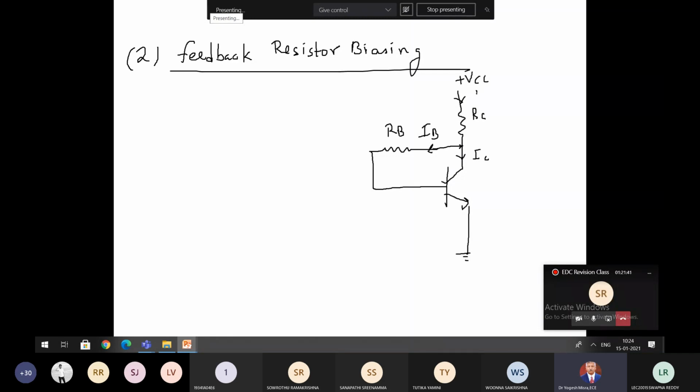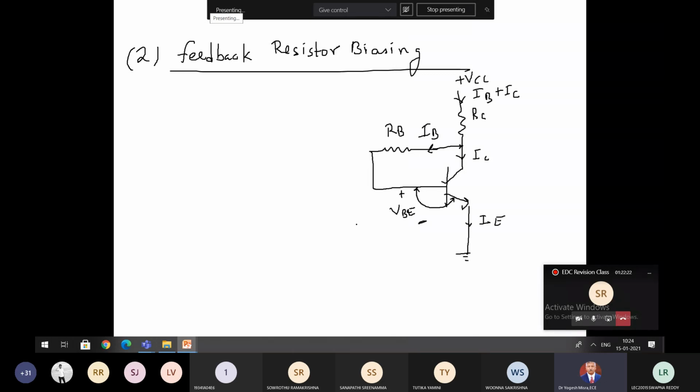So here you will find the current is IB plus IC, and here the current is IE, right? And between base and emitter you will find a voltage drop VBE, plus minus. This is the circuit diagram of the feedback resistor biasing.